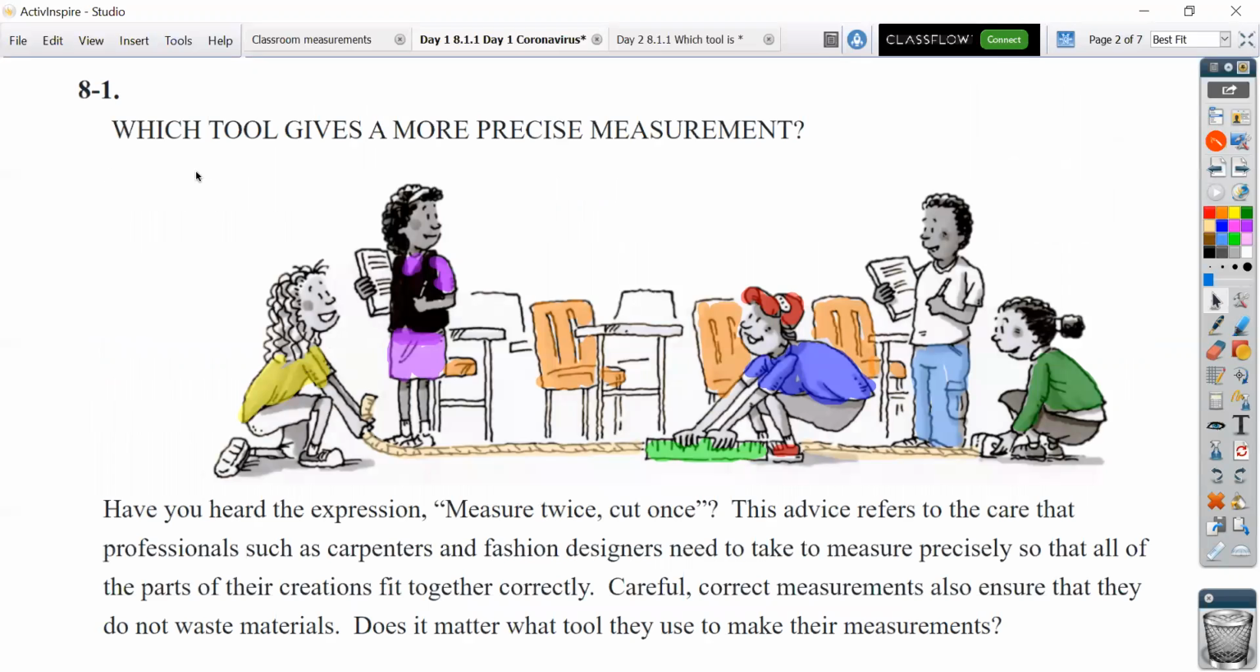8.1, which tool gives more precise measurement? Have you heard the expression measure twice, cut once? This advice refers to the care professionals such as carpenters and fashion designers need to take to measure precisely so that all the parts of their creations fit together correctly. Careful, correct measurements also ensure that they do not waste materials. It doesn't matter what tool they use to make their measurements.